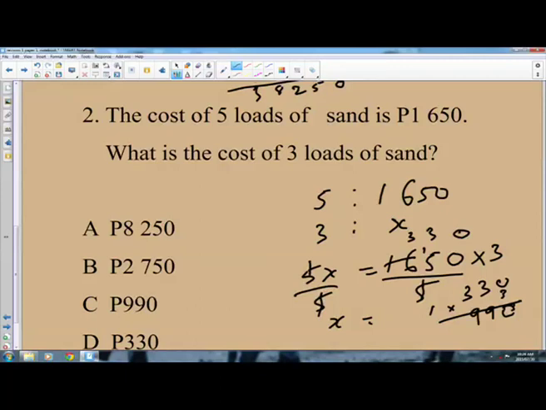The question says, what is the cost of 3 loads of sand? So you go to your alternatives and check if you have the answer that you got here, 990. Do you have it here? The first alternative is 8,250. The second one is 2,750. The third one, which is C, is 990. It corresponds to, or rather is equal to, what we calculated. We got 990. So the alternative C is the correct answer to this question.